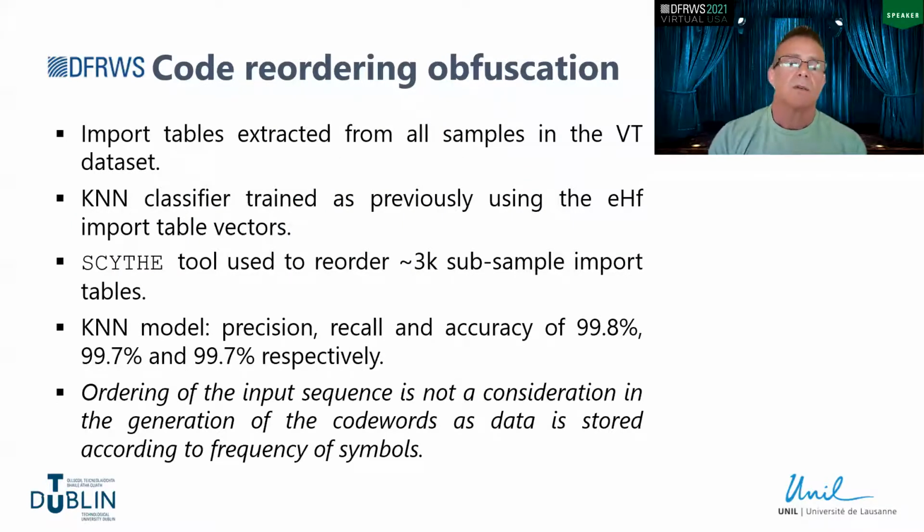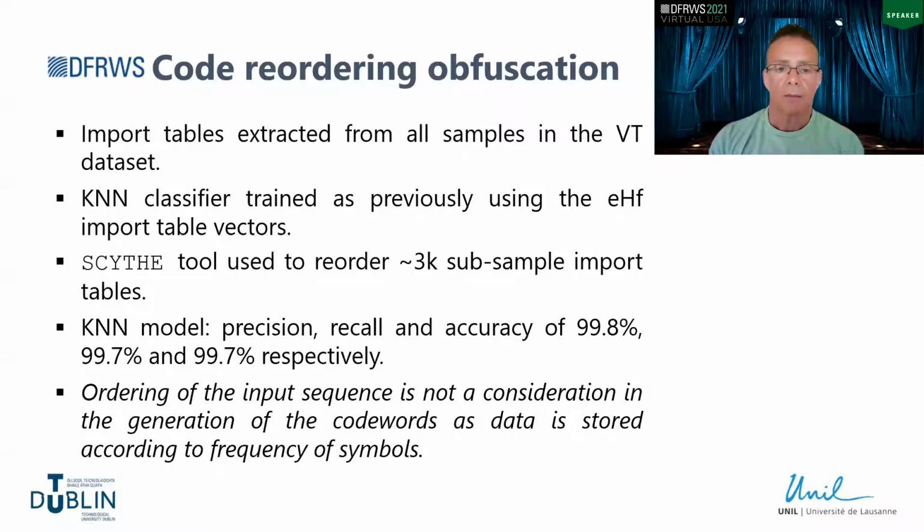The last set of tests I did was on code reordering. So I used an import table. The import table is extracted from the VirusTotal data set. They were trained on the classifier as before. Then I used a tool to reorder the code, and as such reorder the import tables. The import tables were extracted from the subsample and were run against the KNN model, which produced an accuracy of roughly 100%, with very, very high recall, precision, and accuracy.